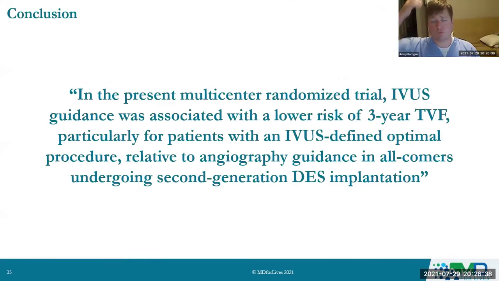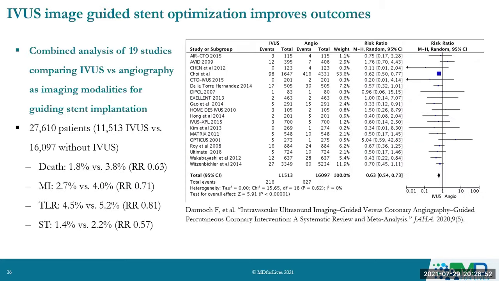So the conclusion from the trial and the paper is here, and it's what we've talked about. IVUS is better than angiography in order to guide intervention for patients who are getting current generation drug-eluting stents in an all-comers trial.